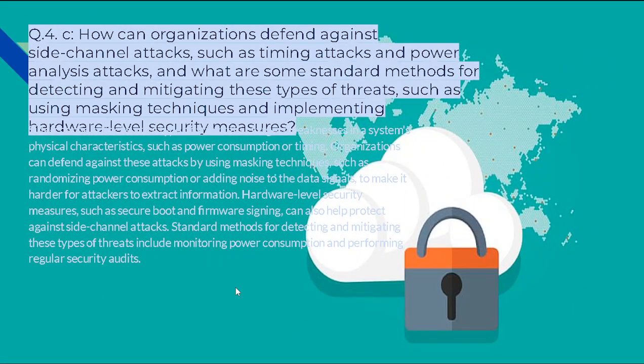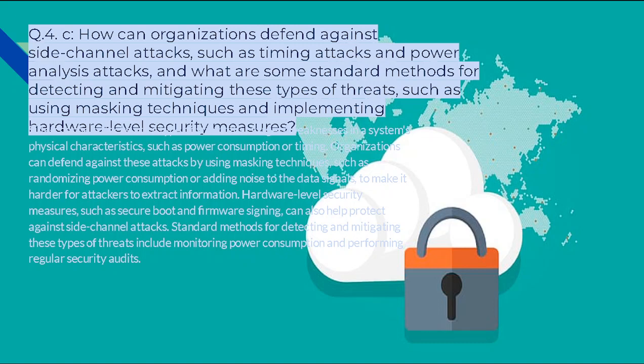Now, how can an organization defend against side channel attacks such as timing attacks and power analysis attacks, and what are some standard methods for detecting and mitigating these types of threats, such as using masking techniques and implementing hardware level security measures? What happens in a side channel attack is the attacker observes the physical characteristics of the system, such as power, how much power it is consuming, and timing functions.